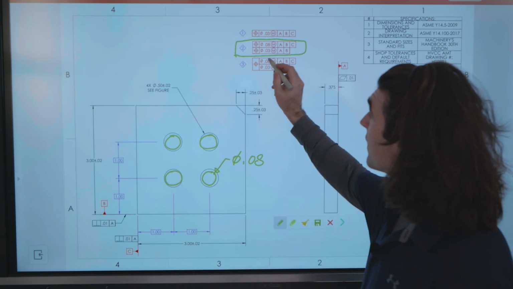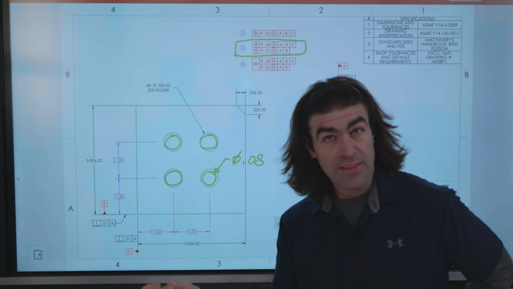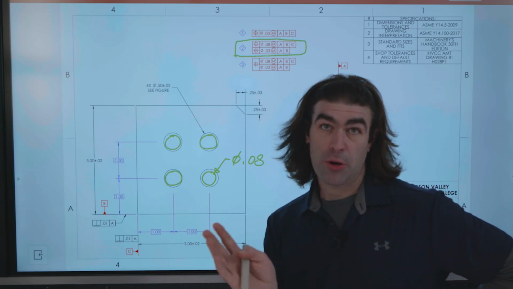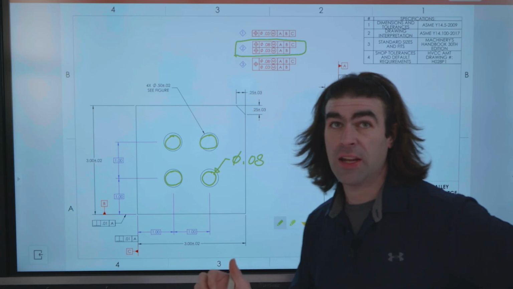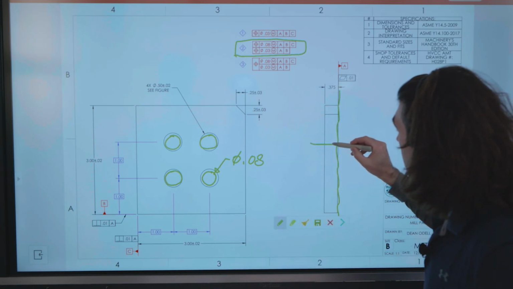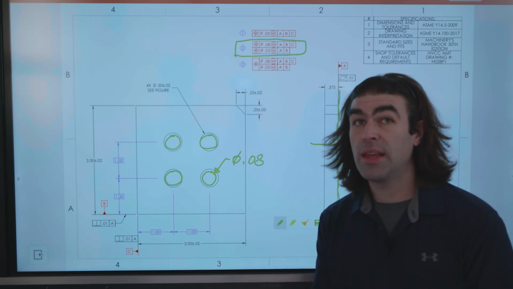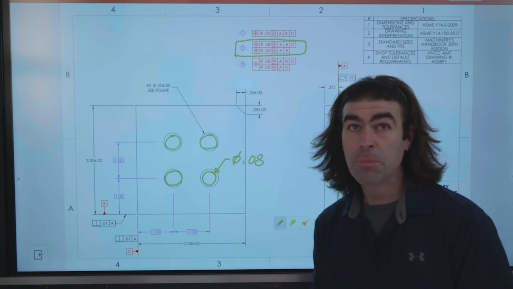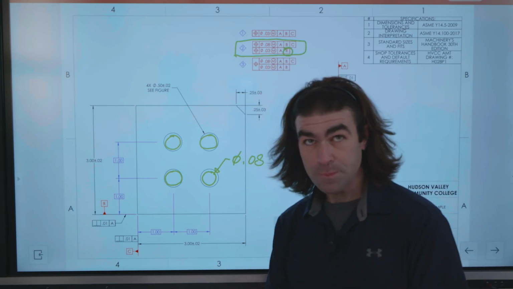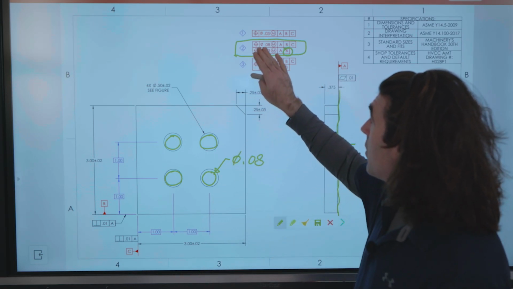Now, the second one here, 30 thousandths at MMC, but only to A and B. Now, datum A only controls the perpendicularity. It has nothing to do with location. So datum A is over here. It's just saying that the hole needs to be perpendicular to that within 30 thousandths, okay? But this datum B right here has location involved. So we measure to A, B, and C.